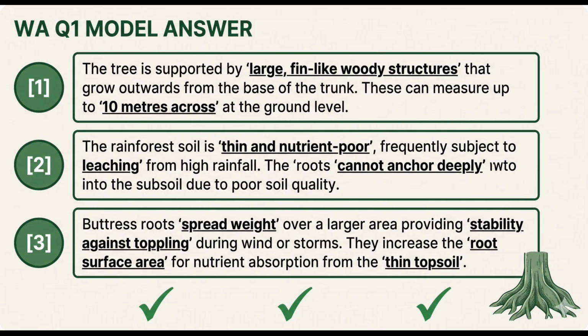Here is the model answer for WA question 1, using buttress roots. Mark 1. Buttress roots are large, fin-like woody structures that extend outward from the base of a tree trunk, spreading up to 10 meters across the soil surface. Mark 2. Rainforest soils are very thin and nutrient-poor due to leaching, so trees cannot anchor deeply or obtain enough nutrients through deep roots. Mark 3. Buttress roots spread the tree's weight over a wide area of shallow soil, providing stability against toppling, and increase the root surface area for absorbing nutrients from the thin topsoil.